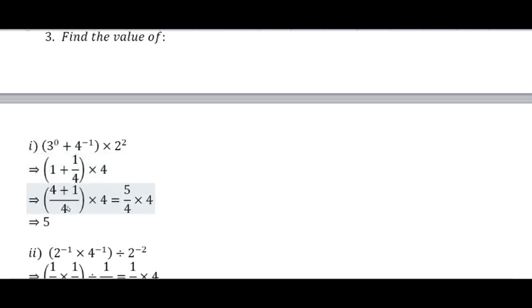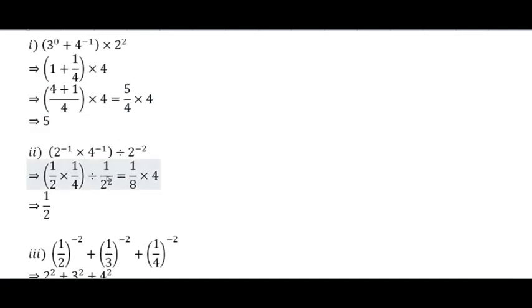So taking an LCM here, we have 4 as an LCM. So 4 into 1 is 4 plus 1. 4 plus 1 into 4. That means 4 plus 1 is 5 by 4 into 4. 4 and 4 can be cut down and only 5 will be the answer.